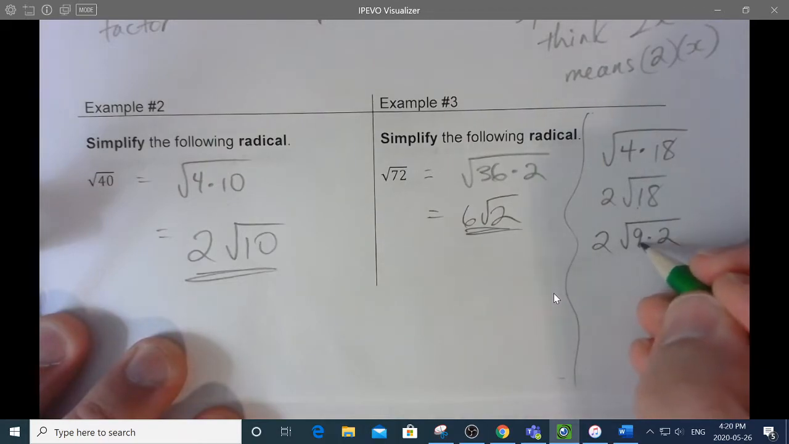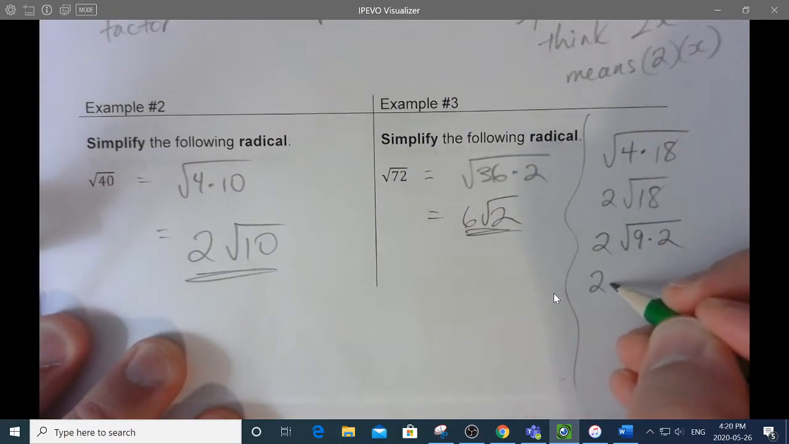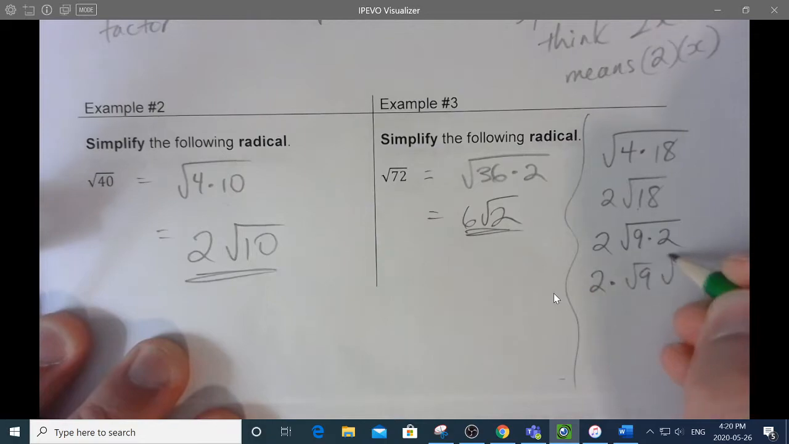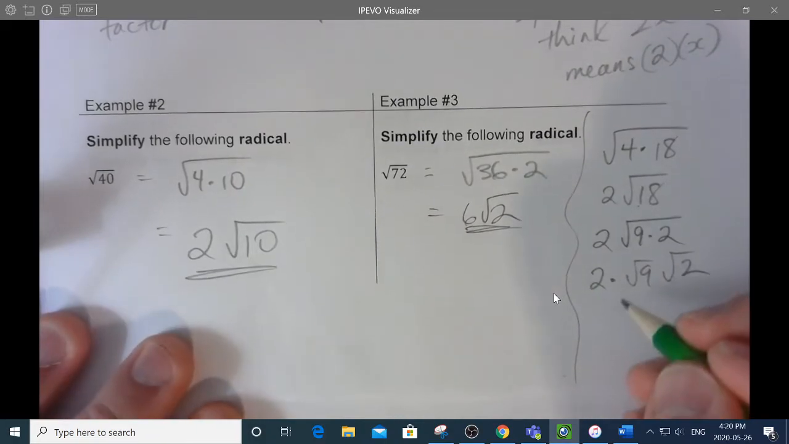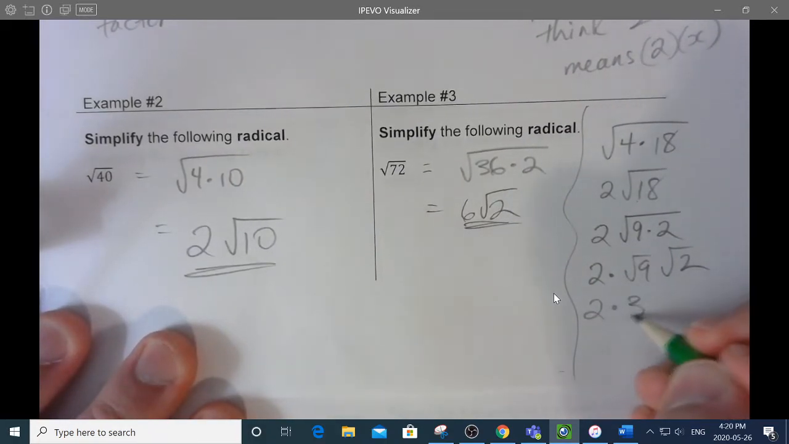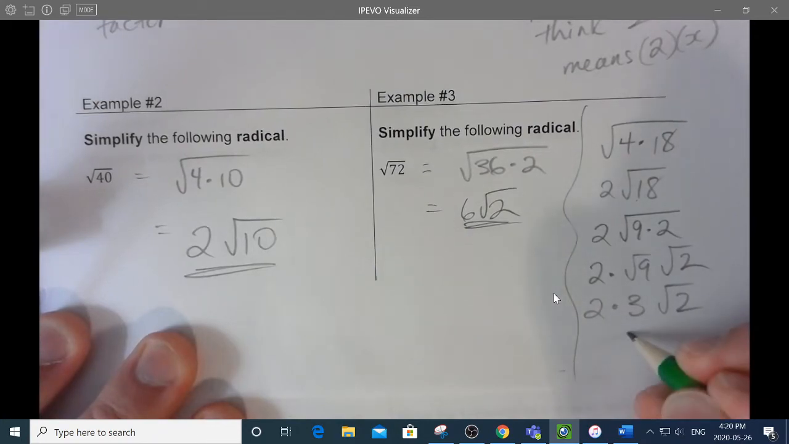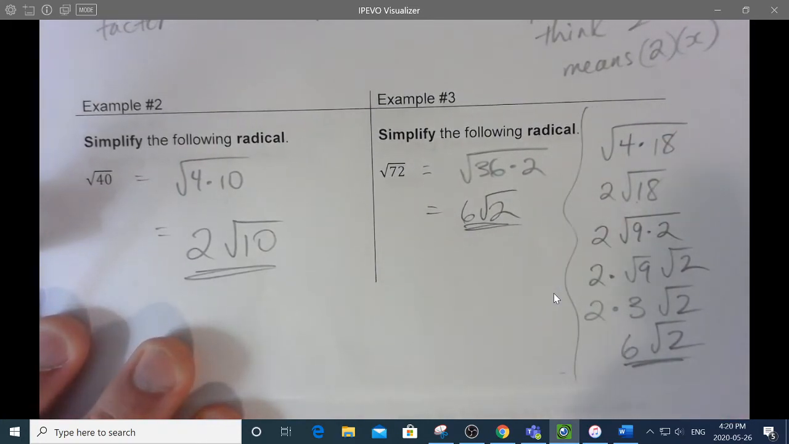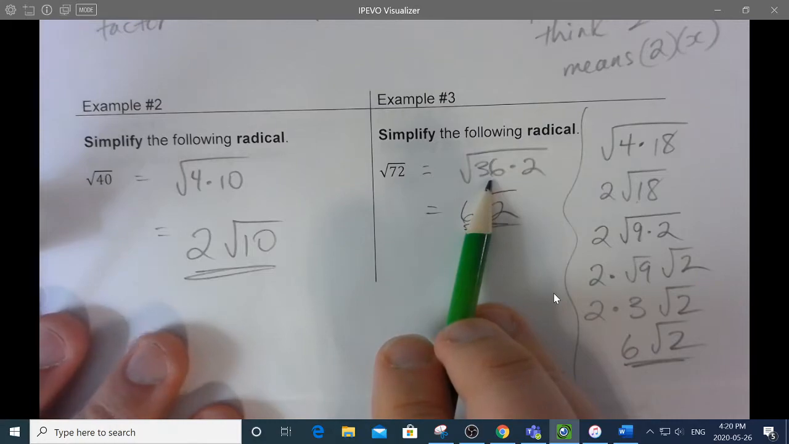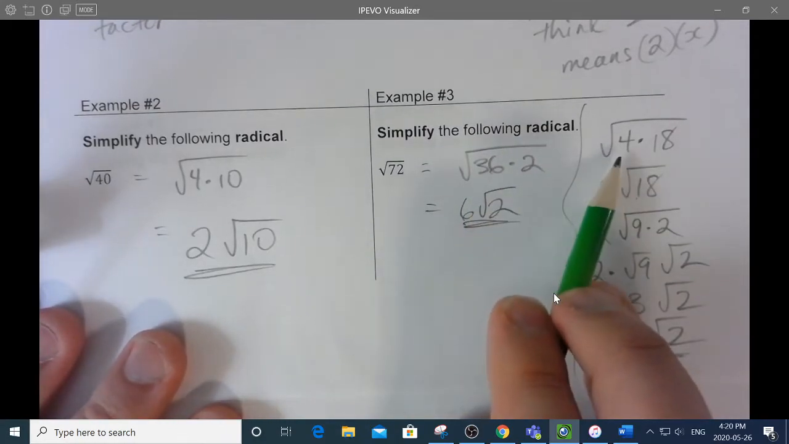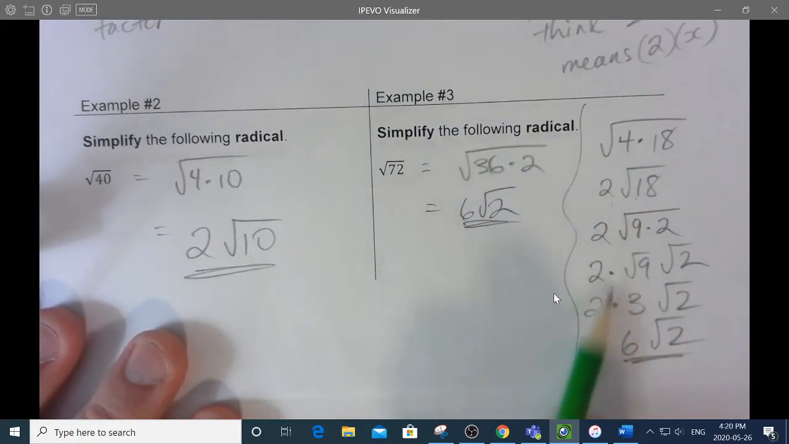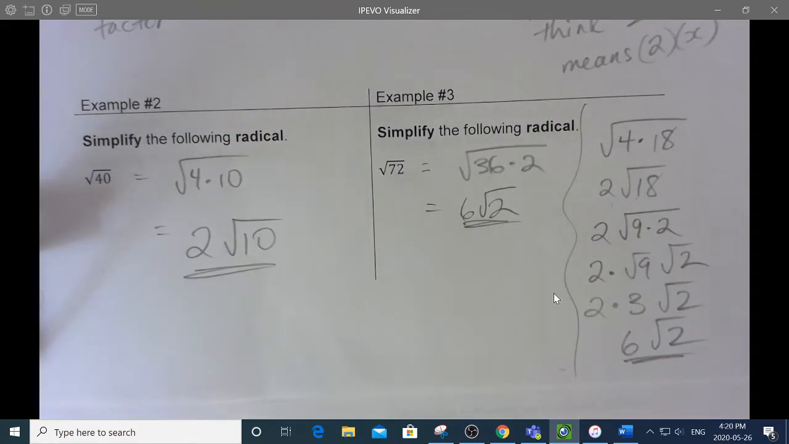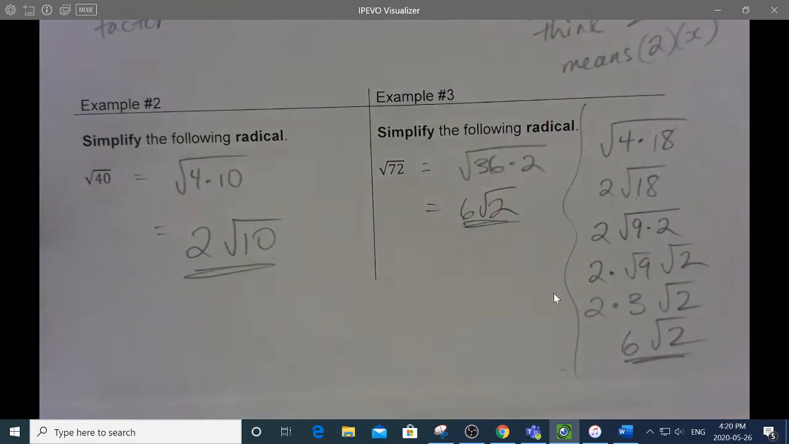So then the 9 comes out, and that becomes 2 times the square root of 9 times the square root of 2, which is like saying 2 times 3 times root 2, which is 6 root 2. So even if you don't get the biggest perfect square number, as long as you keep looking after step 1, you'll eventually get to the right answer.